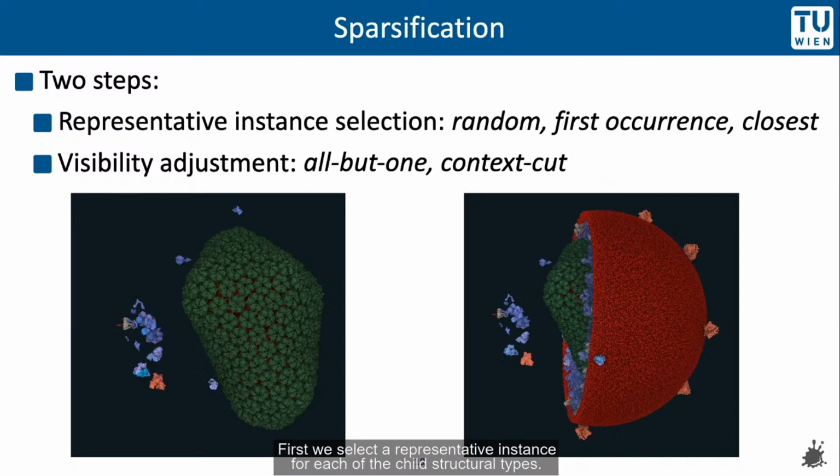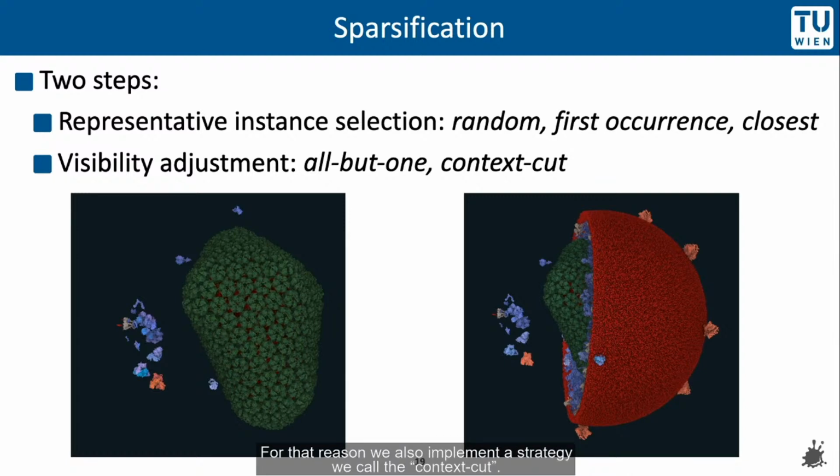First, we select a representative instance for each of the child structural types. Several strategies can be considered here. In our case, we use the heuristic of taking the instance that is closest to the camera, which worked reasonably well. In the second step, we resolve the final visibility. One option is to only show the single representative instances from the previous step. That way, however, we lose the contextual spatial information.